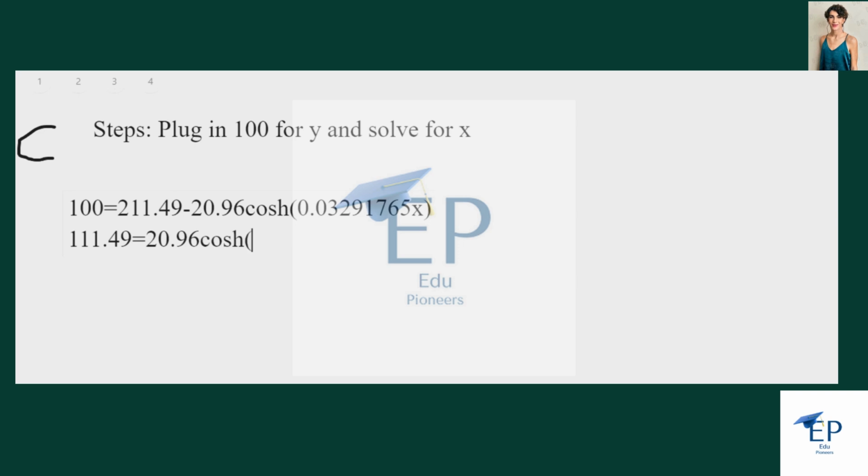20.96 cosine hyperbolic 0.0329. And again, we're solving for x in this case. We're going to divide over the 20.96 and continue to solve. Again, we're going to have to use that cosine hyperbolic inverse function. You can do that in your calculator.